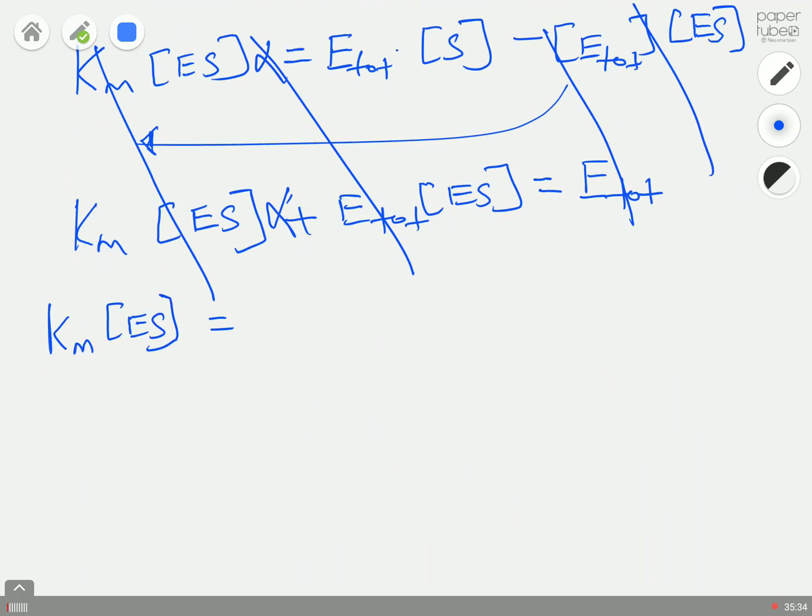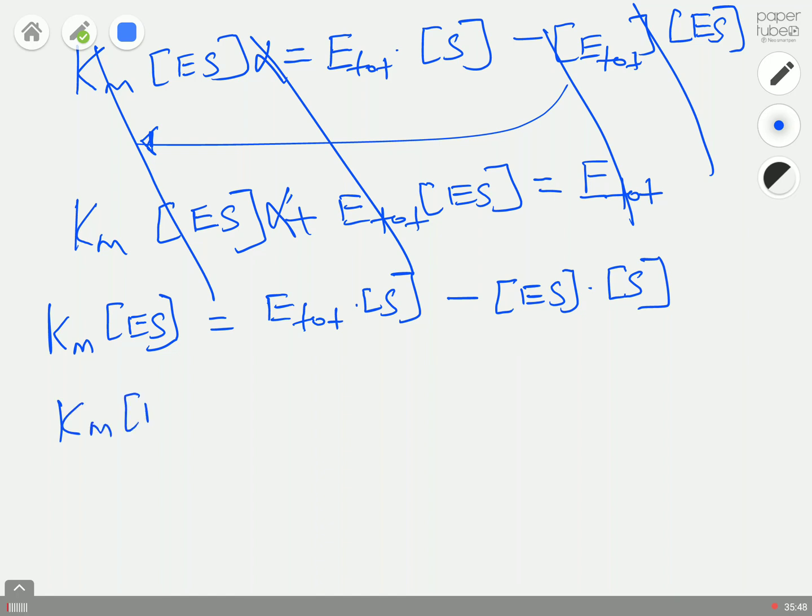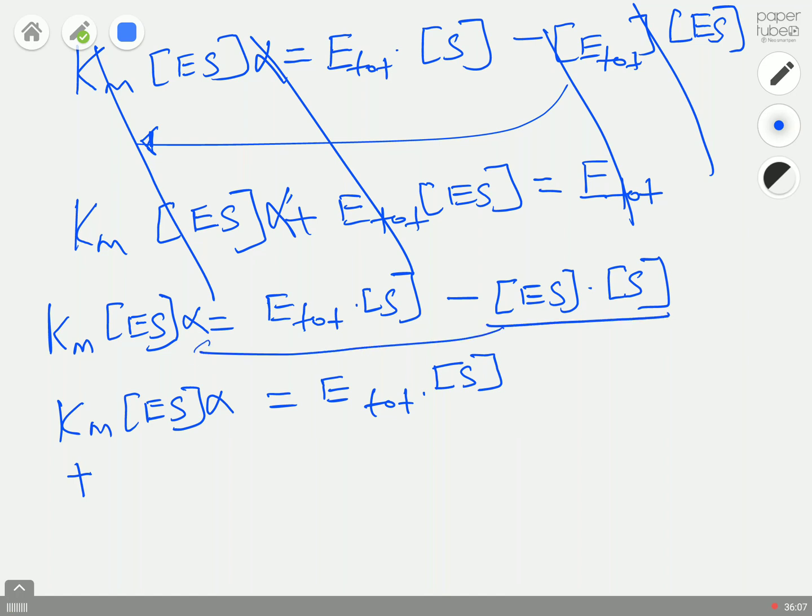Km multiplied by ES will be equal to E total multiplied by your substrate concentration minus enzyme substrate concentration multiplied by your substrate concentration. Yeah, now it makes sense. So we take the enzyme substrate complex multiplied by substrate, this one to the left hand side of the expression, so plus enzyme substrate concentration multiplied by your substrate concentration.